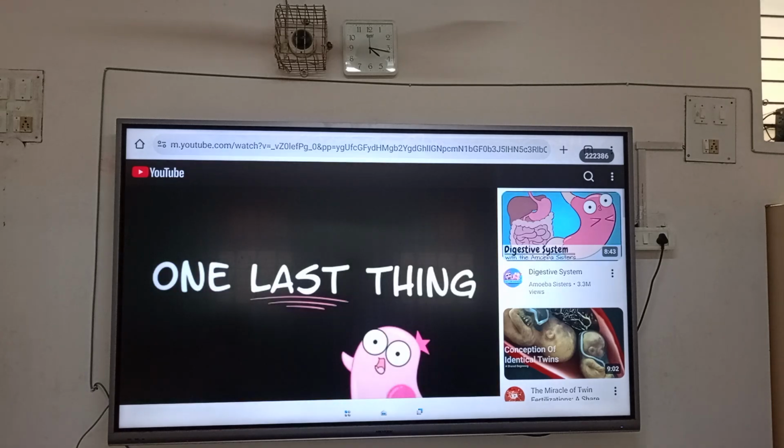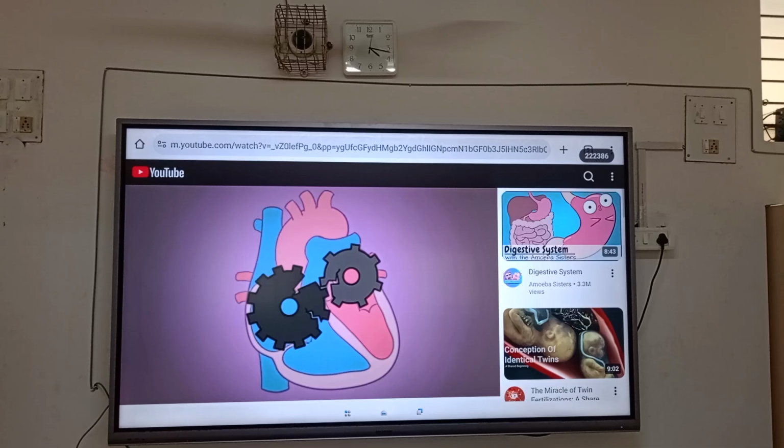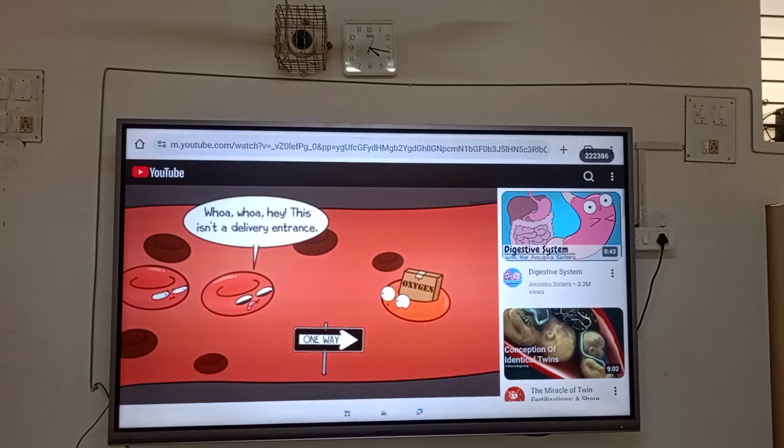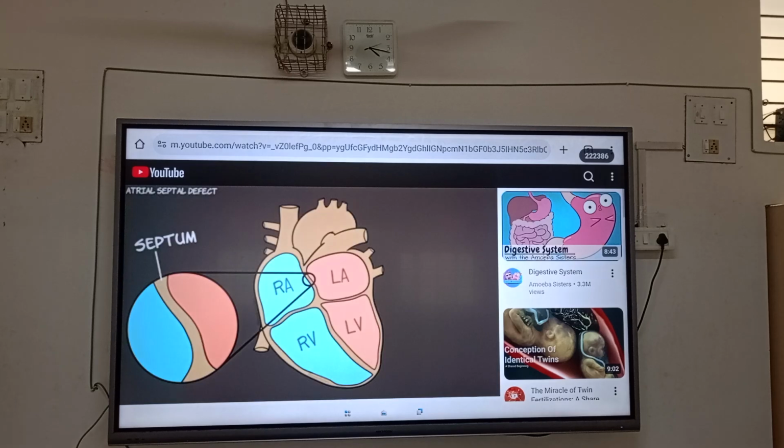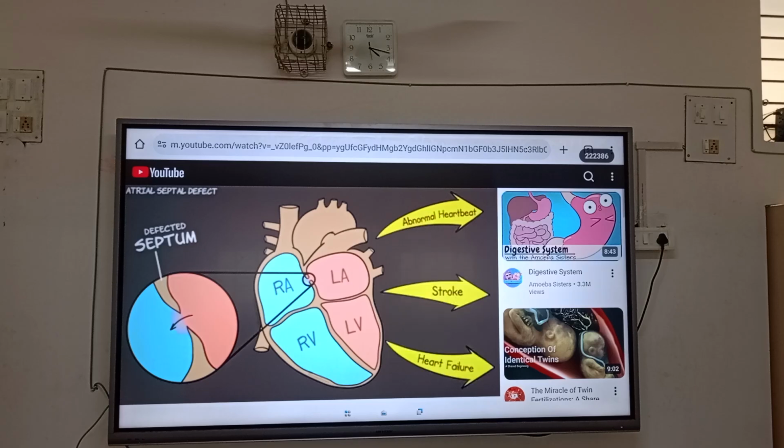One last thing. There are many conditions in which the heart doesn't function correctly. Anatomically, some heart conditions change the pathway flow of the heart. One example that we have mentioned before is an atrial septum defect. The septum is the muscular wall that separates the right and left sides. Blood can then pass through the defect, and oxygen-rich blood mixes with oxygen-poor blood. Depending on the size, this can cause further problems such as an abnormal heartbeat, stroke, or potentially heart failure.